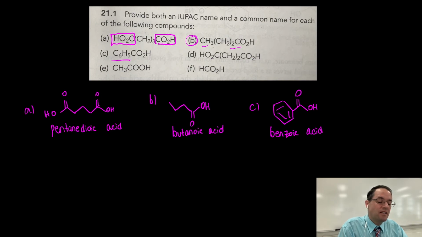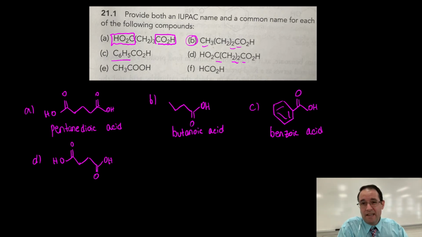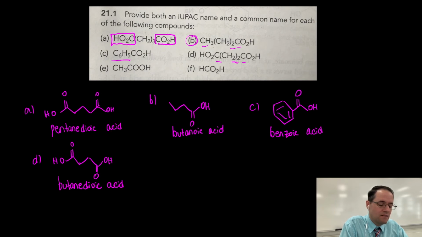Here in part D, what do we have? We have a total of 2 carbons in the middle, 4 carbons. So this is going to be butanedioic acid. So it's going to look just like part A, except have 1 fewer carbon. And so I have not memorized the biological names for these, but I would call this butanedioic acid. Okay.